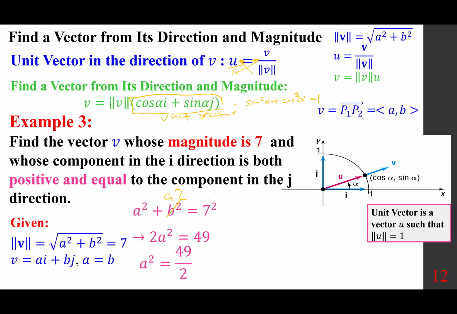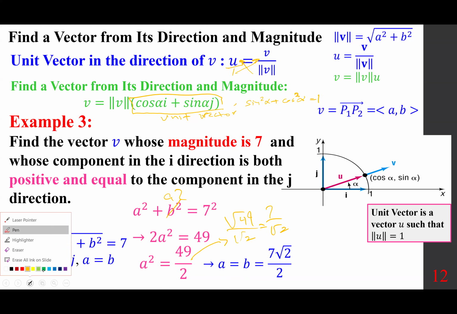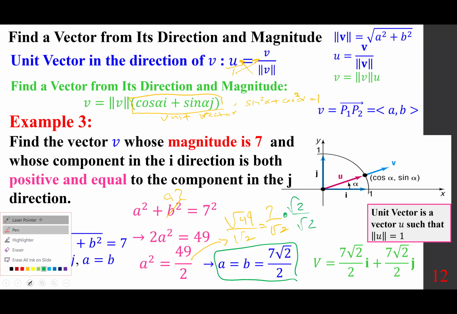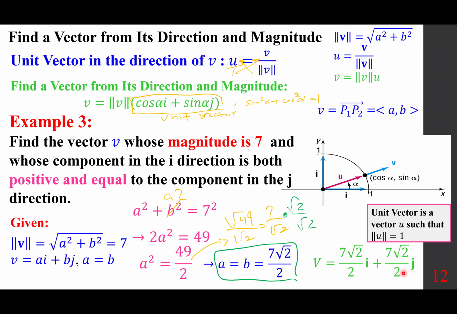So a equals b equals square root of 49 over square root of 2, or 7 over square root of 2. I can multiply by square root of 2 over square root of 2 to rationalize, and we get those. So v equals 7 square root of 2 over 2 times I plus 7 square root of 2 over 2 times j. So we got the vector v.